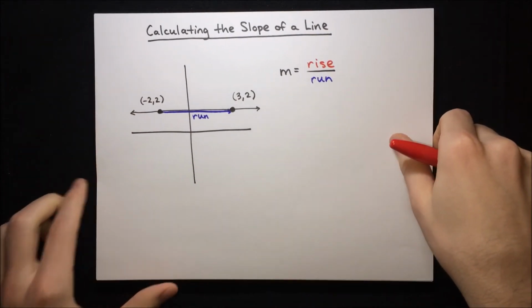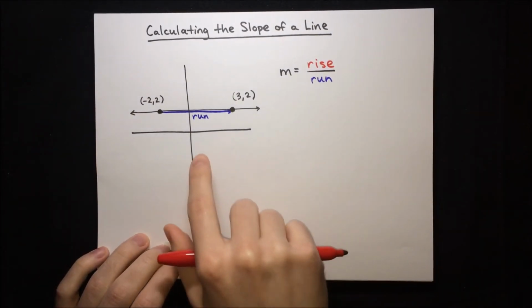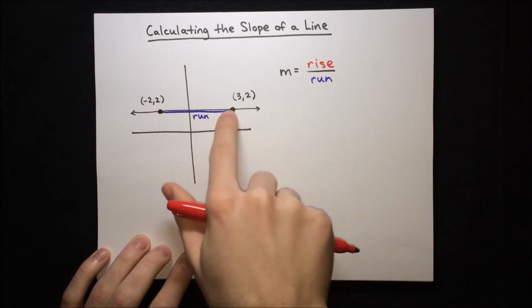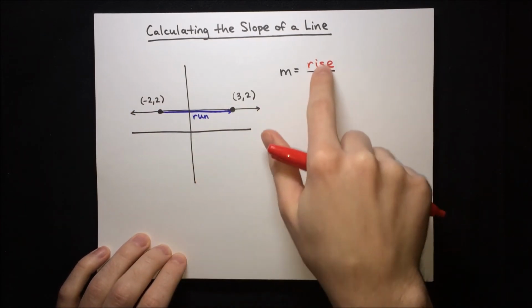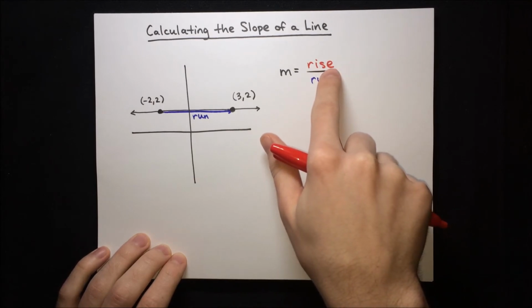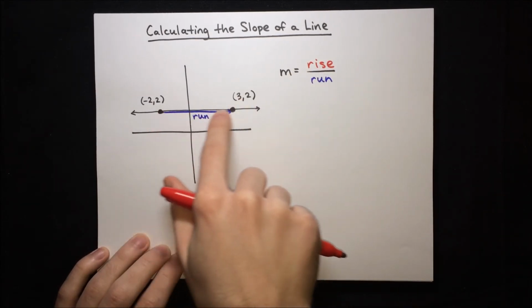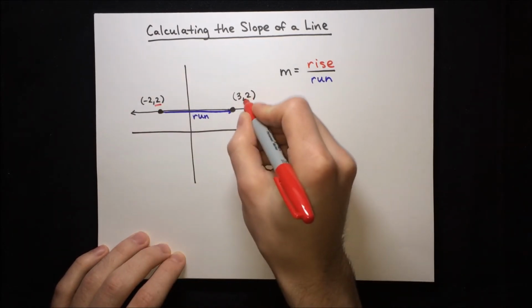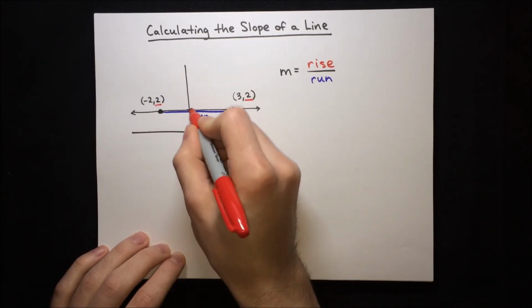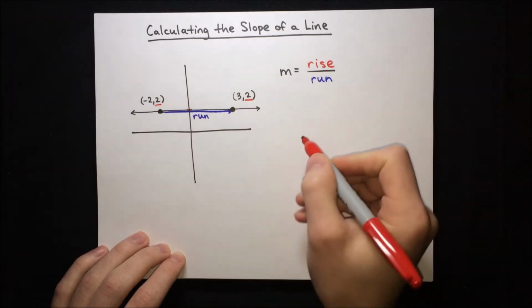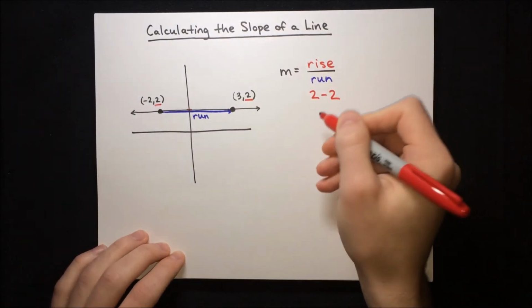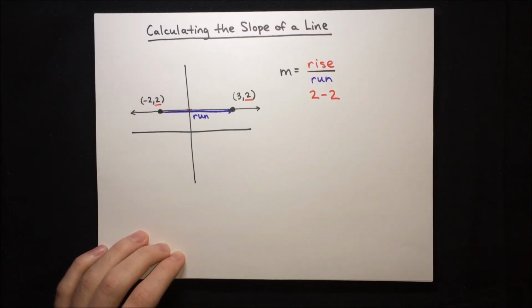Here's another example, which is a bit trickier still because this line is horizontal. It doesn't actually rise at all. So to calculate the rise, well, it doesn't rise at all, and we can also see that from looking at the y-coordinates. It rises from 2 to 2, so the rise is just the difference 2 minus 2, which will come out to 0. That makes sense.